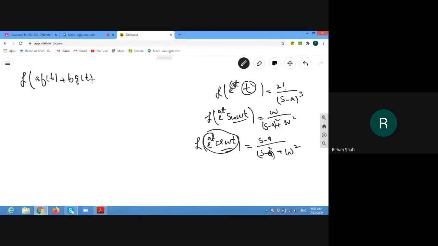So you can write this as Laplace of f of t plus Laplace of g of t. Why can you apply the Laplace on the addition of two functions independently? Because Laplace is an integral.